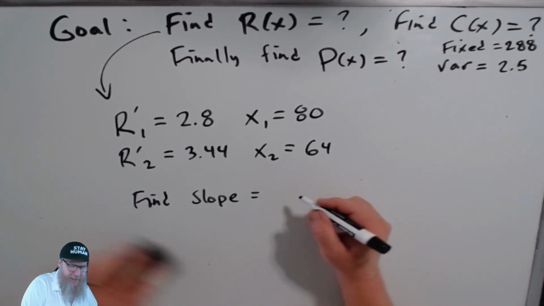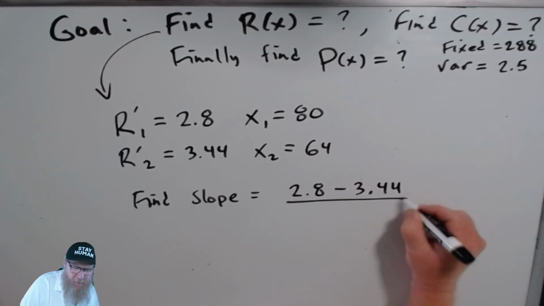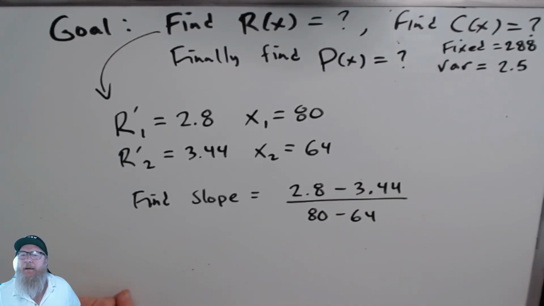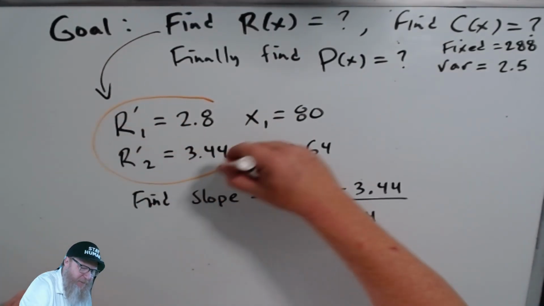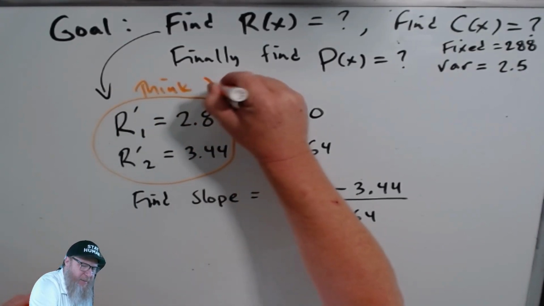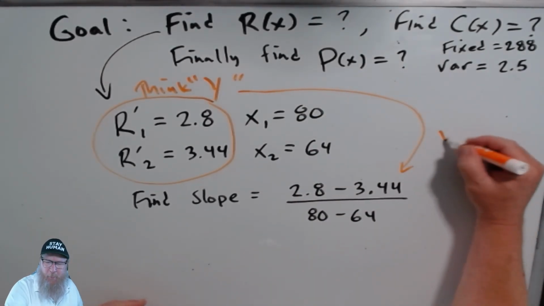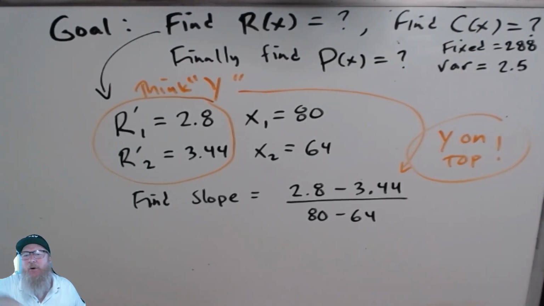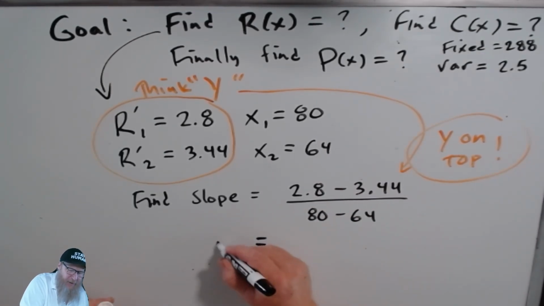So that'll be 2.8 minus 3.44 over 80 minus 64. All right. The R's are like the Y's. So in your mind, think of this as Y. Right? So when you do the slope, Y is on top. It's always the rise over the run, and then the run is on the bottom, so the X's go on the bottom. It's very easy to screw this up.